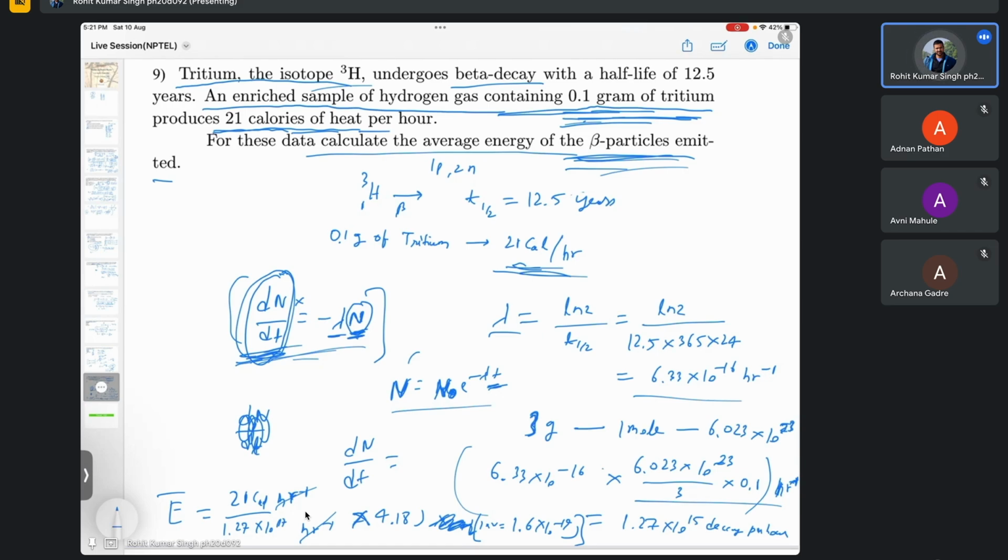You just have to find out the number of tritium that is decaying per hour, and that we did from here. And we know that 21 calories of heat per hour is emitting. So the average energy of beta particles will be just this number divided by the number of decays that are happening.